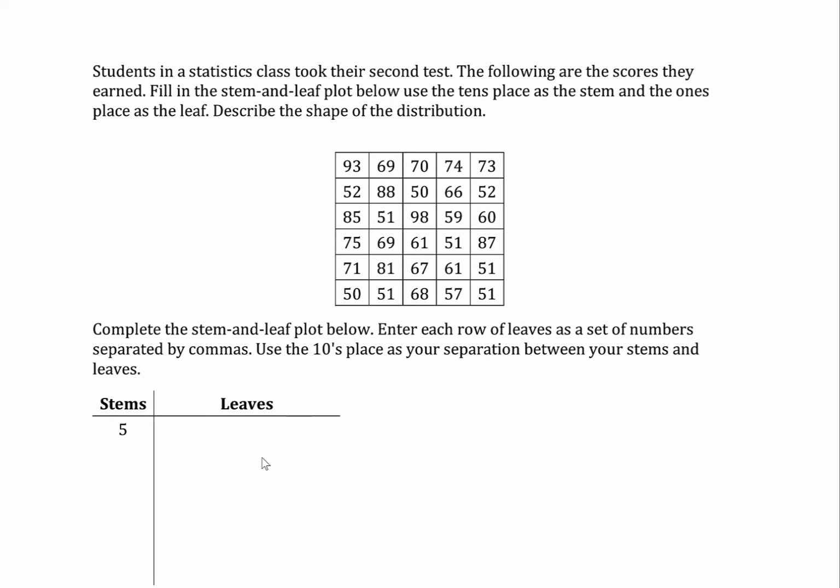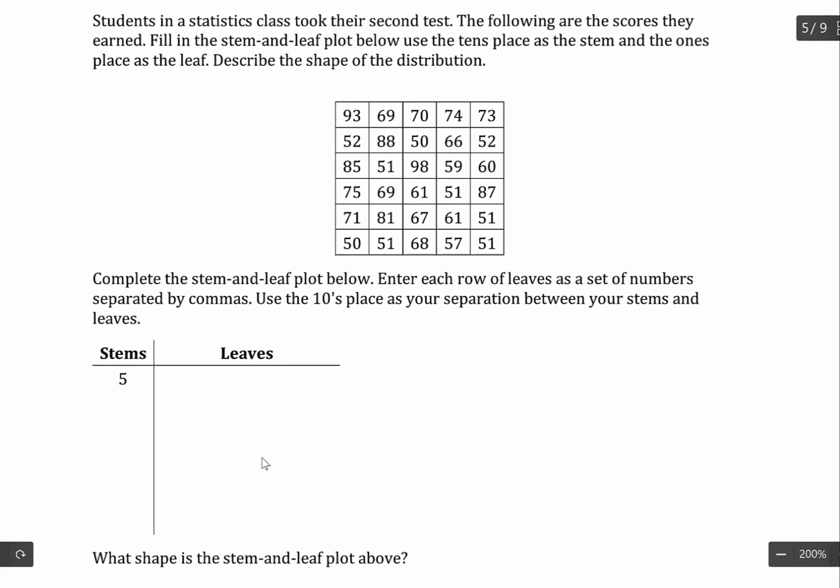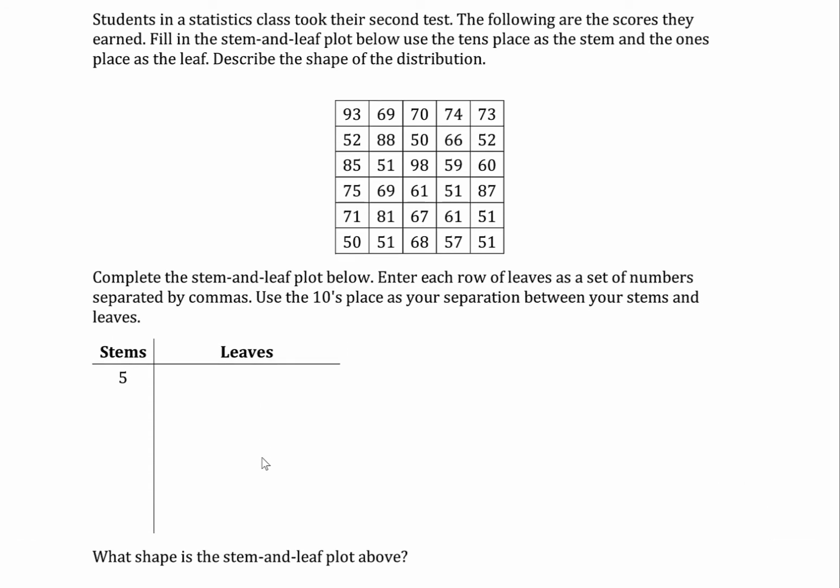Okay, so we just need to go through this data set and identify first what the maximum and minimum values are. So to me, I see 93. I think that might be, nope, there's a 98. So that's probably the largest. Okay, and then the smallest, I see 50. Is there anything smaller than 50? It doesn't look like it.